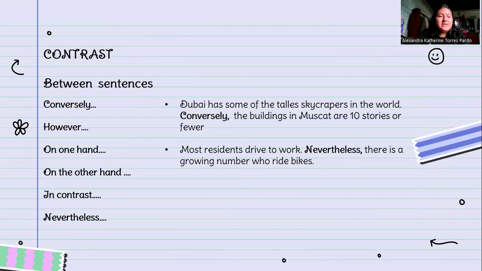To contrast, between sentences: conversely, however, on one hand, on the other hand, in contrast and nevertheless. For example, Dubai has some of the tallest skyscrapers in the world. Conversely, the buildings in Muscat are 10 stories or fewer. Most residents drive to work. Nevertheless, there is a growing number who ride bikes.